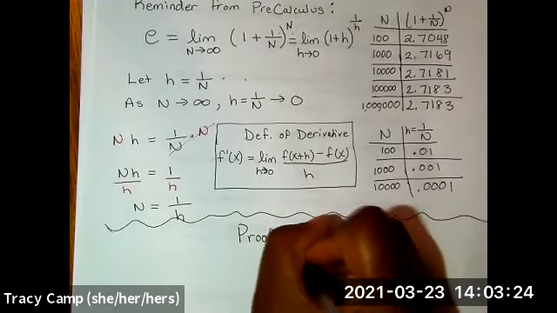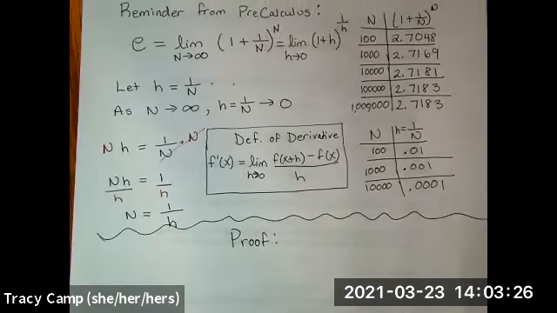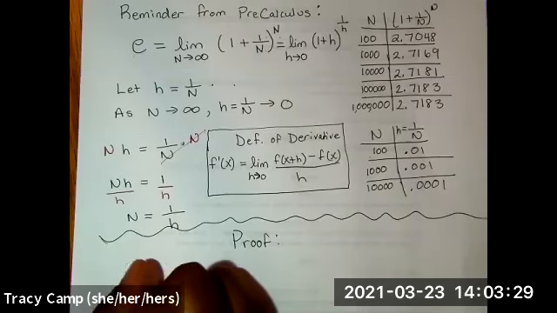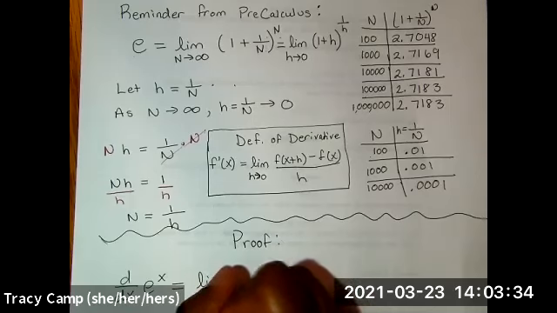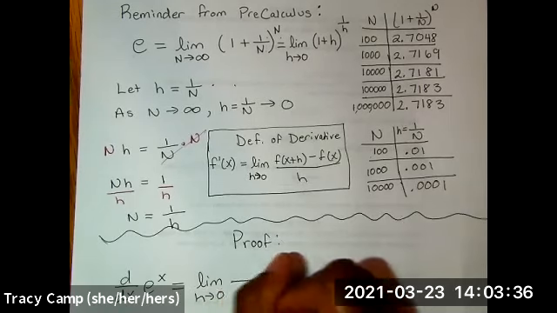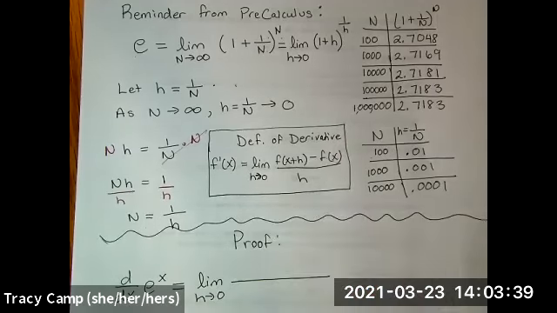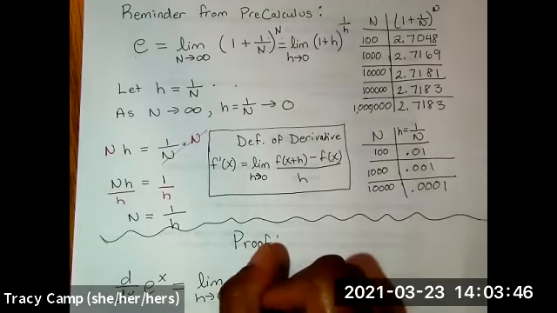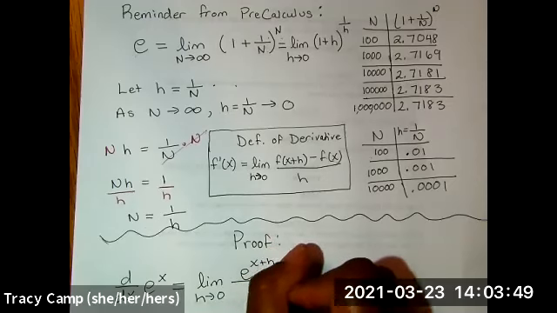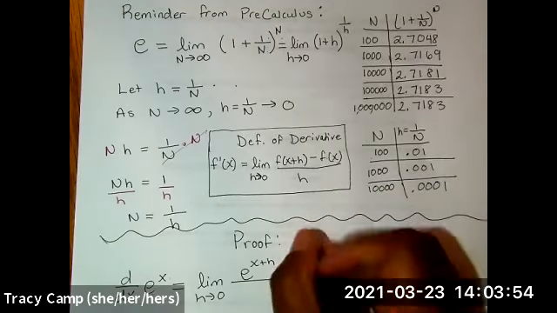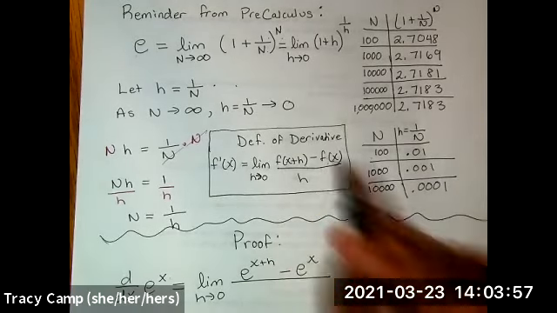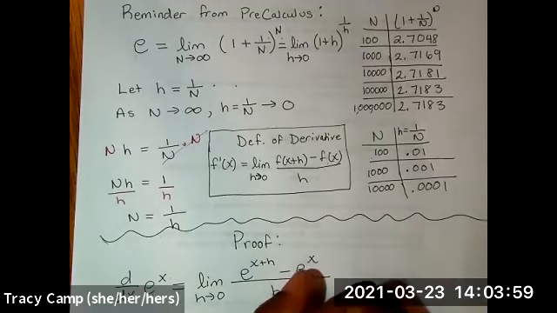So we can say the derivative of e to the x is equal to the limit as h approaches 0, and we're going to use this definition of the derivative again. So f of x plus h, in this case our f of x is e to the x. So f of x plus h is going to be e to the x plus h. I'm just replacing my x with x plus h. And then again, my f of x is e to the x. So that's this part. And this is over h.